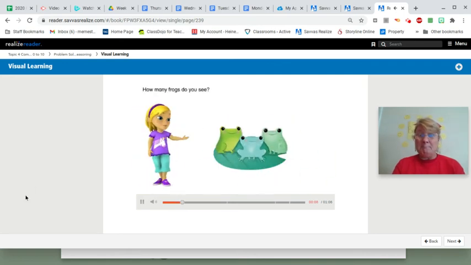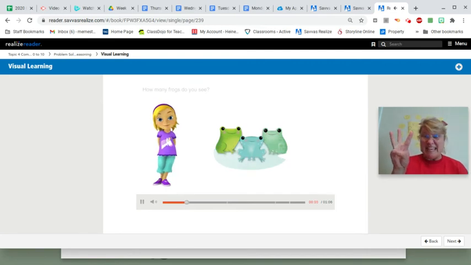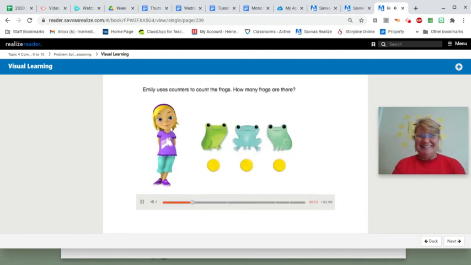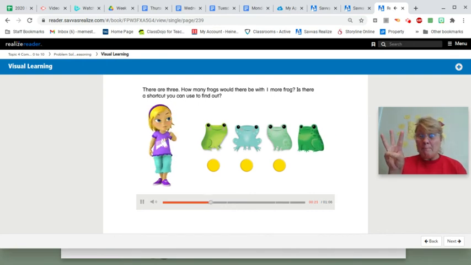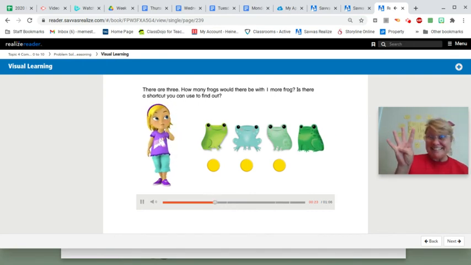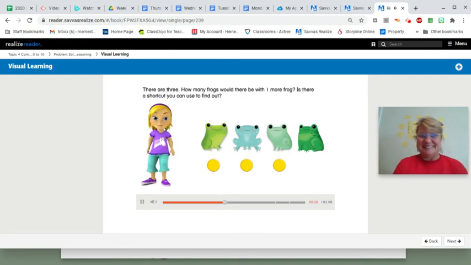How many frogs do you see? Emily uses counters to count the frogs. How many frogs are there? There are 3. How many frogs would there be with one more frog? Is there a shortcut you can use to find out?